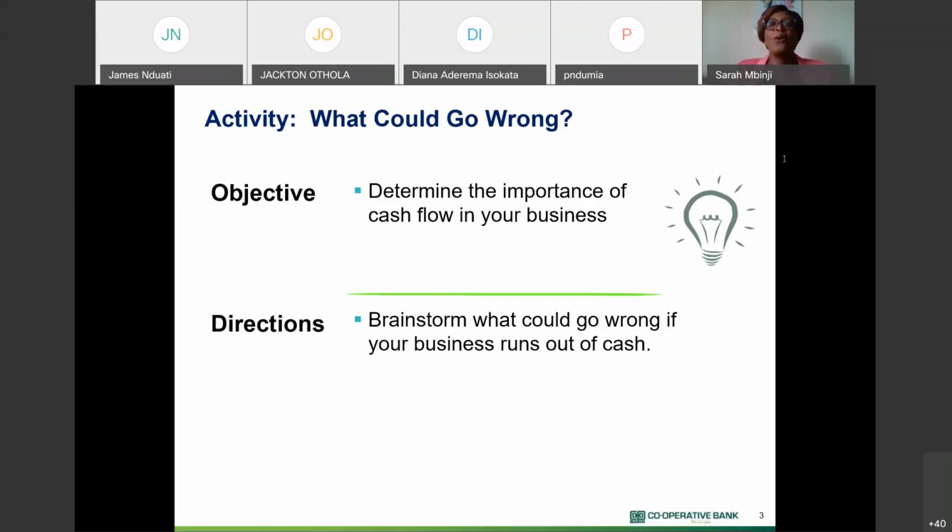What could go wrong, or what has been going wrong, when businesses run out of cash? Diana, over to you. Thank you, Sarah. We have Caroline Mwazi, who says it will paralyze my business. No cash, no business. Lucy Njeri says no operations at all. We have Charles Cheboy. Charles says close shop. Plain and simple.